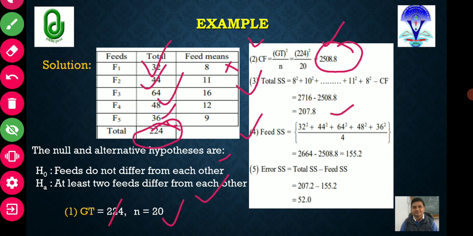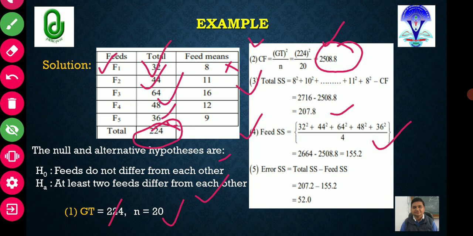Similarly, you have to find the feed sum of square, or treatment sum of square. Here the treatment is feed, that is why we have written feed sum of square. What was the sum of the first feed? You remember it was 32. So 32 square by 4, because replication is 4, n is 4. Then 44 square by 4, 64 square by 4, 48 square by 4, 36 square by 4. Here the replications are equal, equal replication 4, so instead of writing separate 4, 4, 4, I have written 4 commonly.